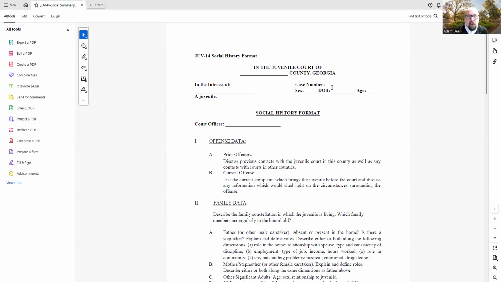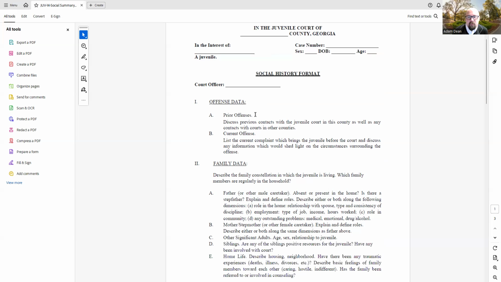Social summaries, or social history, as they're called, also play a vital role when we get to disposition. So after adjudication, you typically will see some of the social history coming into play. But essentially, I have given you all the social history format for the state of Georgia. It's a set format by the Supreme Court of Georgia that everyone typically follows. So for your checkpoint, you just need to go through some of this.